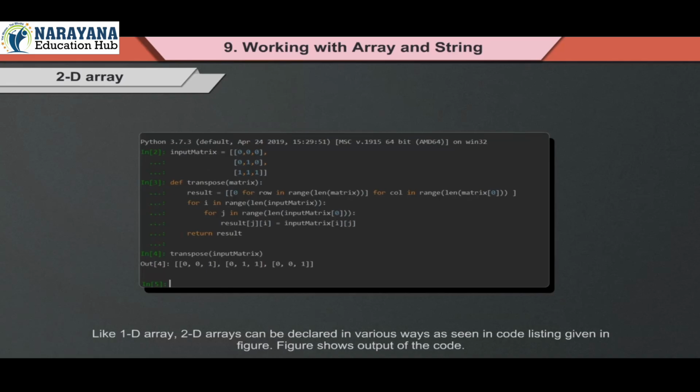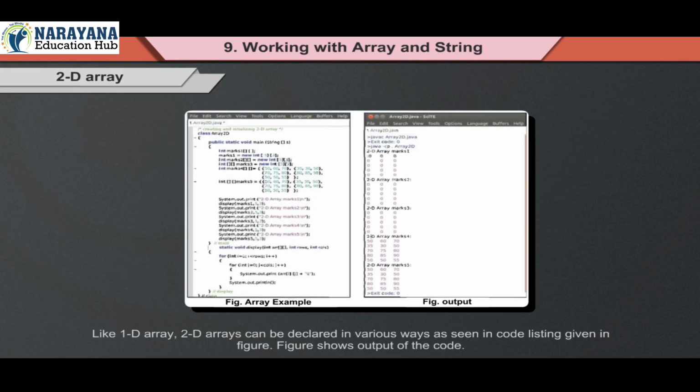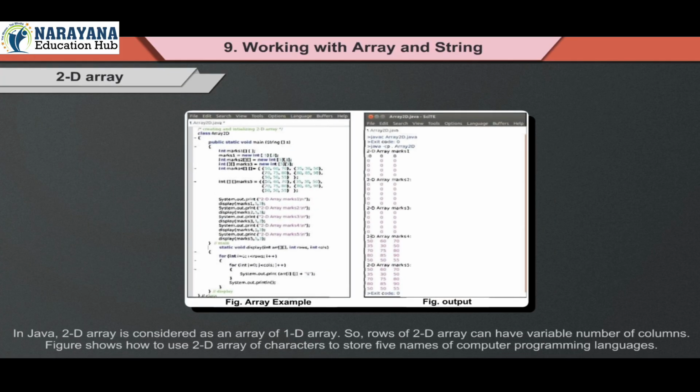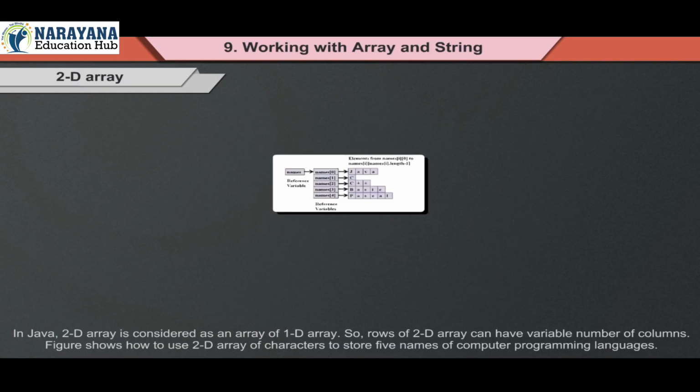Like 1D arrays, 2D arrays can be declared in various ways as seen in the code listing given in the figure. The figure shows the output of the code. In Java, a 2D array is considered as an array of 1D arrays. So rows of a 2D array can have a variable number of columns.